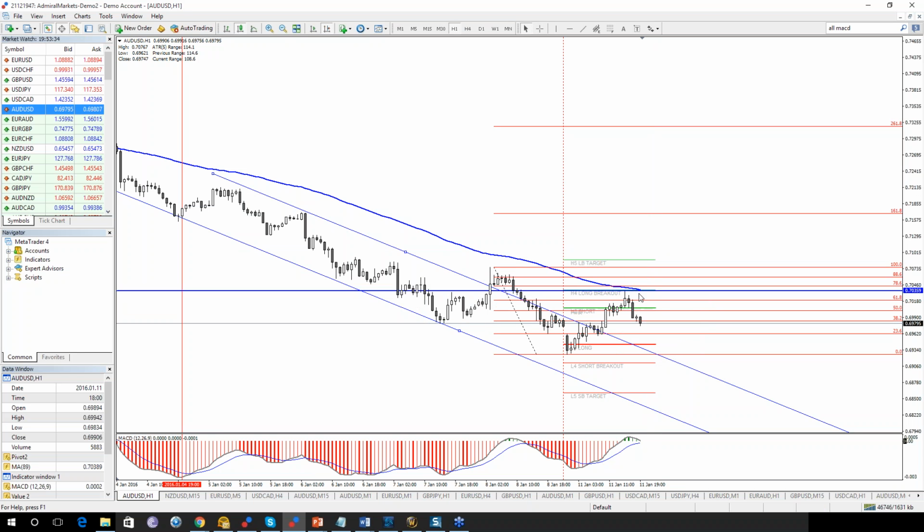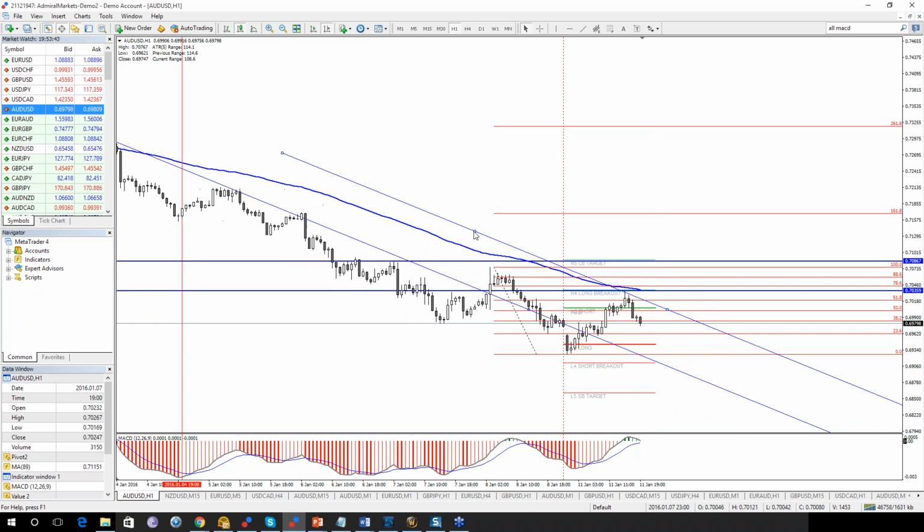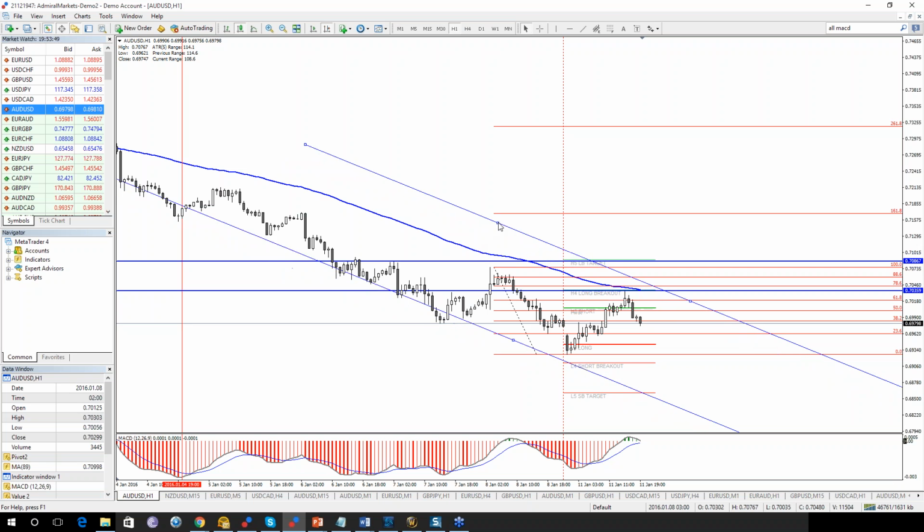If it breaks, guys, I would sell it here. I would definitely sell it here. And in that case, we would need to move our channel line. And this will be another confluence spot here.